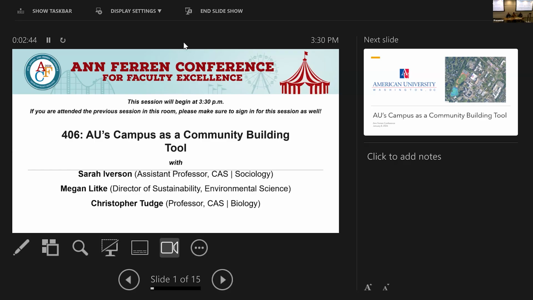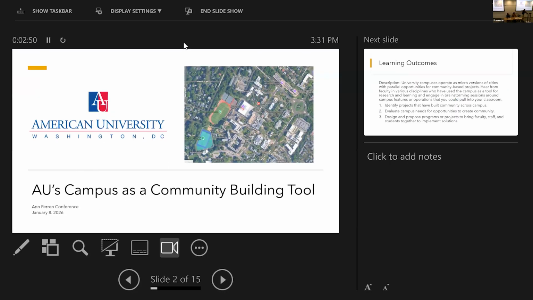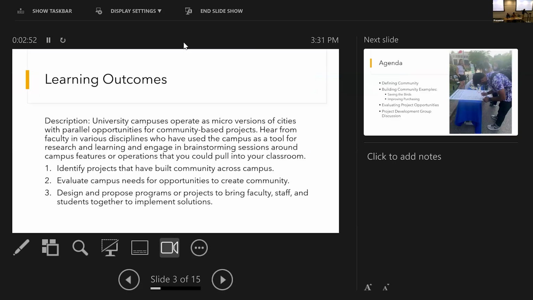So today we're going to talk about using AU's campus as a community building tool. Here are our learning outcomes. We're going to walk through a couple of projects that we've done on campus to give you all the tools to identify a few projects that have happened to build community across campus. We'll talk about evaluating the campus's needs to find opportunities to build community. And then we'll have a little group exercise to look at designing and coming up with the process to propose projects or programs that could bring faculty, staff, and students together implementing solutions.